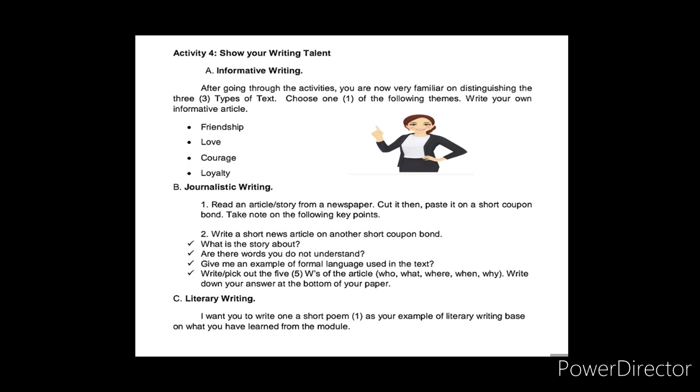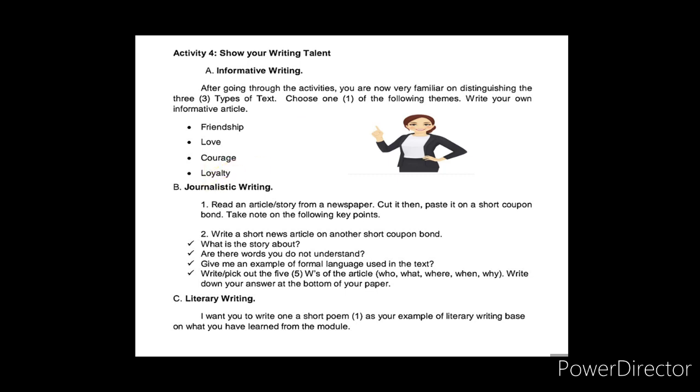Now let's proceed to Activity 4, Show Your Writing Talent. At this time, you will write your own informative, journalistic, and literary text. Let's proceed first to informative writing. You are just going to choose one of the following themes. Write your own informative article about friendship, love, courage, or loyalty.